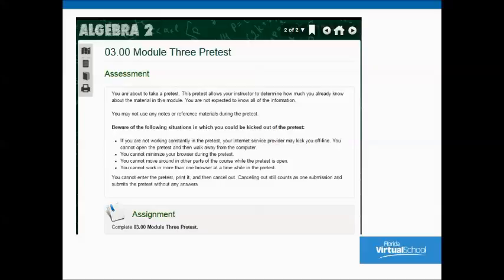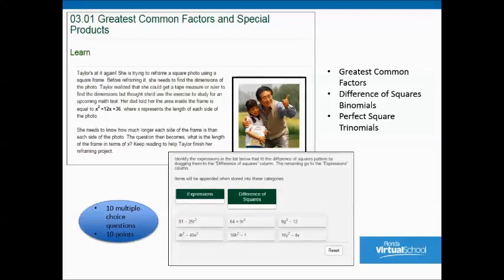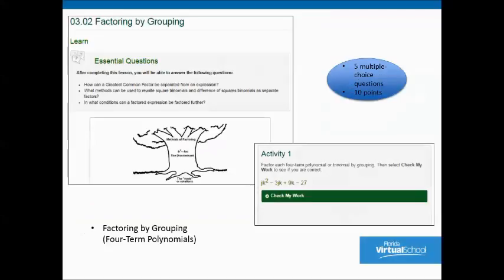in the module. Lesson 3.01, students learn greatest common factors, difference of squares of binomials, and perfect square trinomials. The assessment for the lesson is a 10-question multiple choice quiz. Lesson 3.02, the students learn about factoring four-term polynomials by grouping. The assessment for the lesson is a 5-question multiple choice quiz.